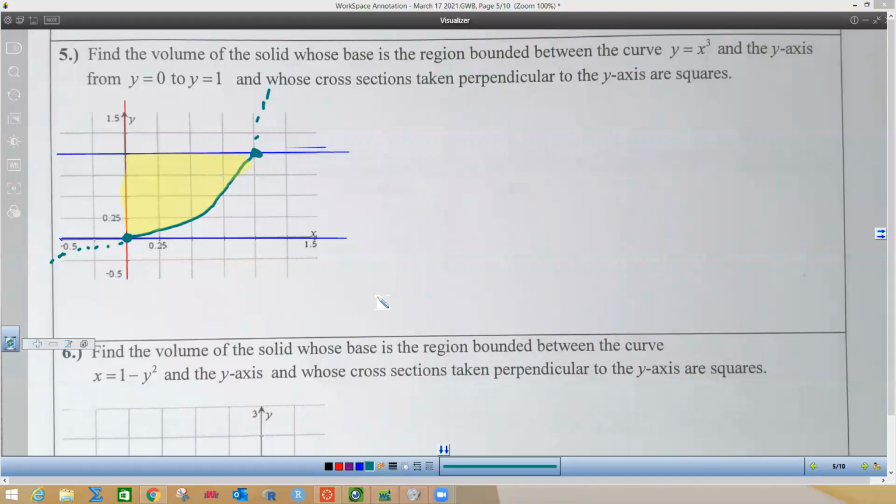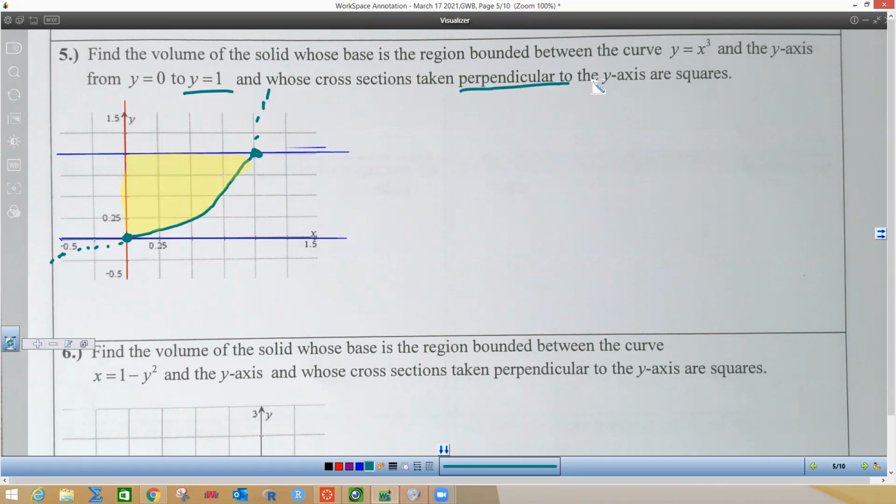All right, so this is number 5 on the worksheet. I've graphed this blue line here, y equals 1, the y equals 0 is this blue line, the y equals x cubed is this cubic right here, and the y-axis is the red, so this is the part that's between all of those parts. And I'll show you. Now here's the key thing it says.